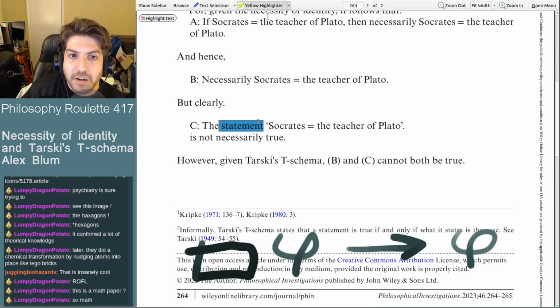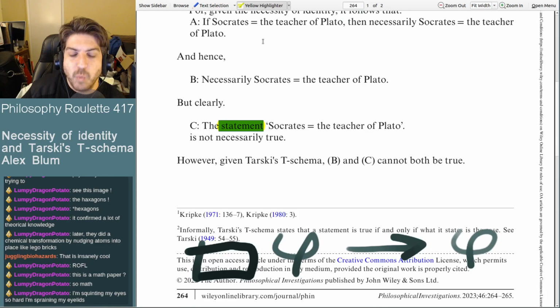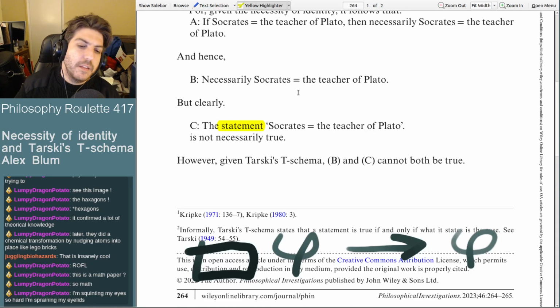Hey, I want to do the highlighter. When you talk about the statement, then that is what is... what the hell is going on? Why do I get that box? There we go. But the statement is not necessarily true. So it's true of the objects, but it's not true of the statement.